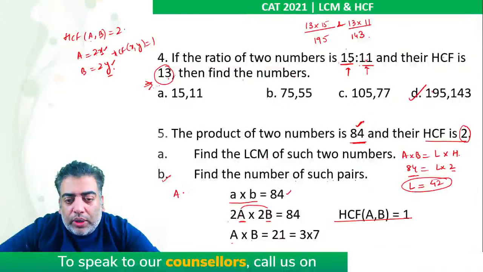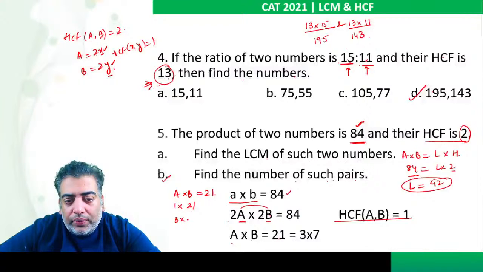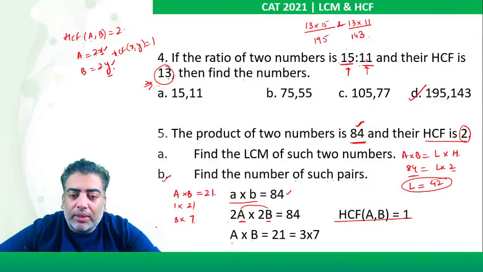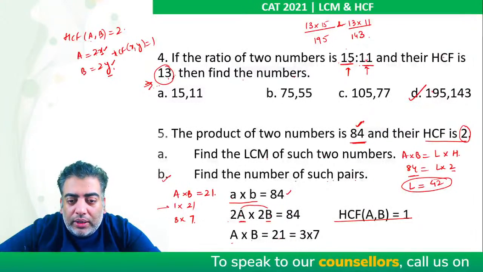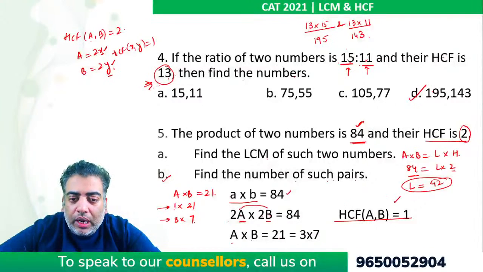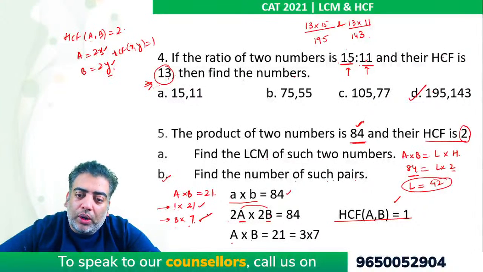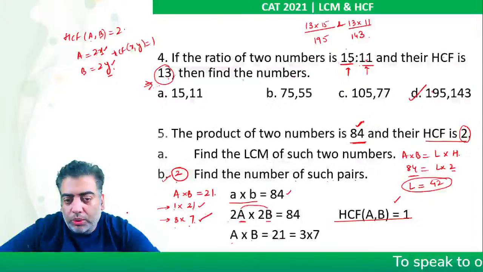So we just need to write down all the possibilities such that A into B is 21. So if A is 1, B is 21. If A is 3, B is 7. Now we need to check that only those cases will be counted where the HCF of A and B is 1. So here the HCF is 1, it should be counted. Here the HCF is 1, so this should also be counted. So in this case, the number of such pairs comes out to be 2.